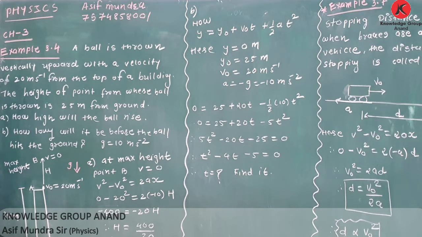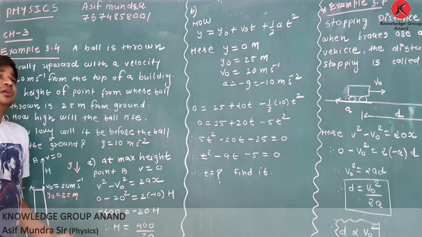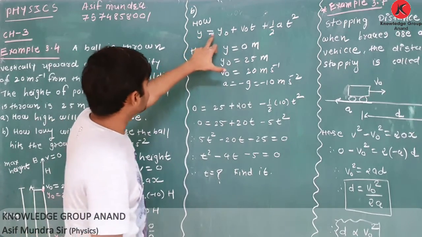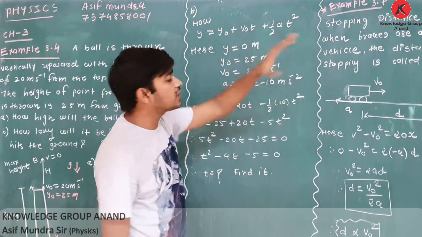Ground means height 0. So here you have to identify the initial position and final position. This is the initial position, y0 is equal to 25 meters, and the final position, that is on the ground, y is equal to 0. Then see, we have the initial position, final position, and we have to find the time. Position and time. What is the relation? What is the equation? This one. y is equal to y0 plus v0t plus half at square.